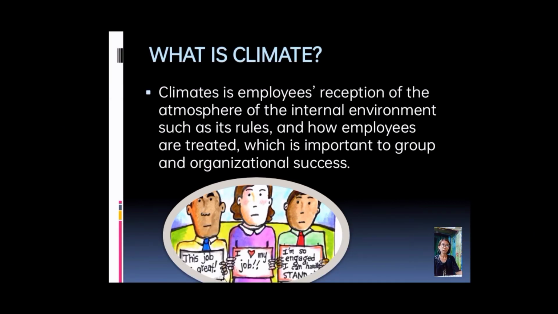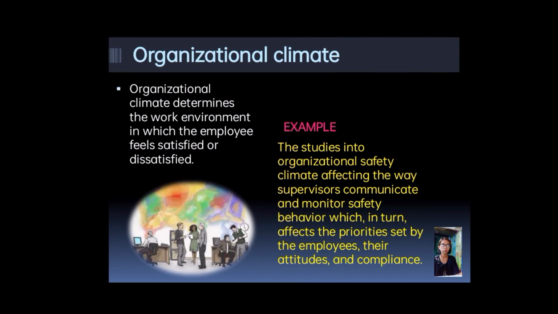So next one is, what is organizational climate? Organizational climate determines the work environment in which the employee feels satisfied or dissatisfied. For example, studies into the organizational safety climate show that it affects the way supervisors communicate and monitor safety behavior, which in turn affects the priorities set by the employees, their attitudes and compliance. So let's have another example.